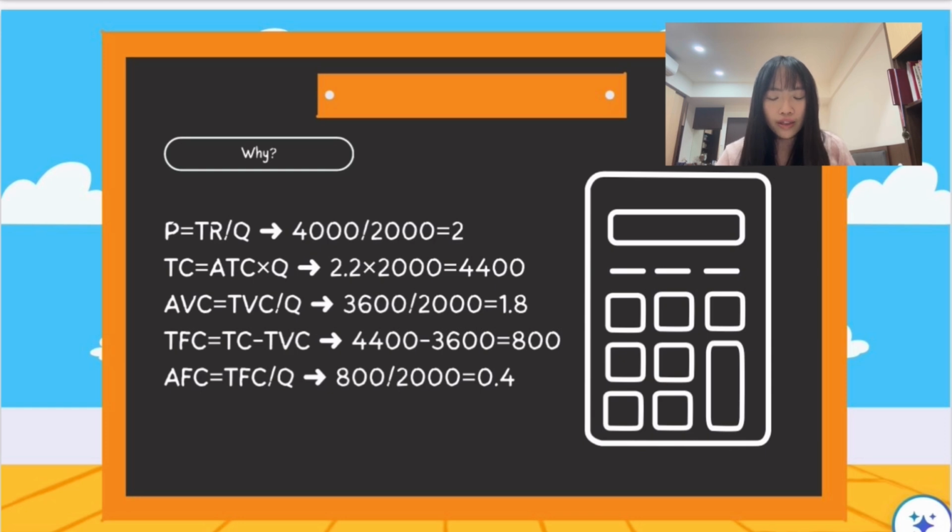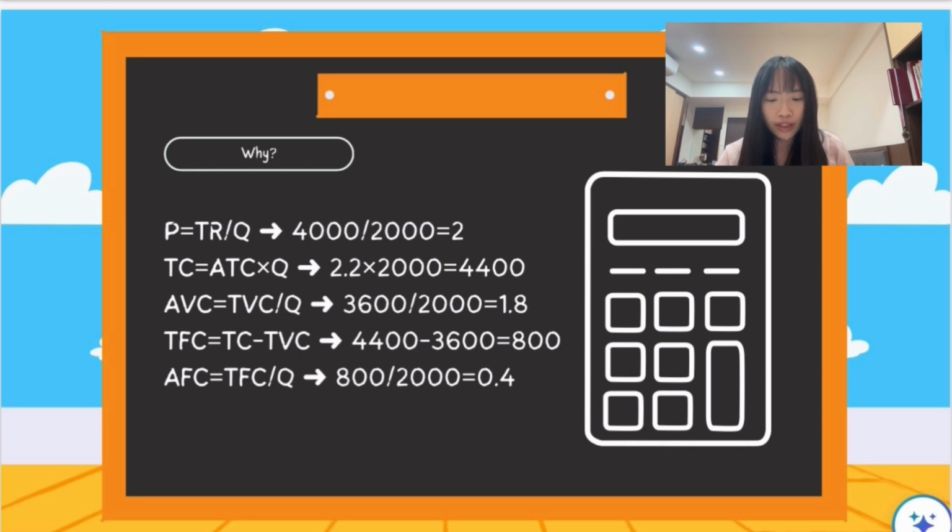The second one is total cost, which is obtained by multiplying average total cost by quantity. In a given scenario where average total cost is 2.2 and the quantity is 2,000, multiplying them yields total cost as 4,400. The third calculation involves average variable cost, which is obtained by dividing total variable cost by quantity.